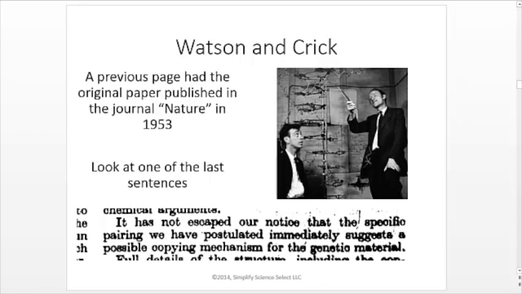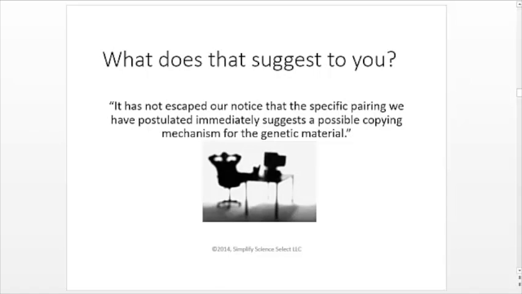One of the last sentences in one of the last paragraphs, the paragraph is a single sentence itself, Watson and Crick wrote this. That's a picture of them there at a lecture where they're talking about their double helix shape. Look at this sentence. "It has not escaped our notice that the specific pairing we have postulated immediately suggests a possible copying mechanism for the genetic material." That's powerful. What do you think they're suggesting?